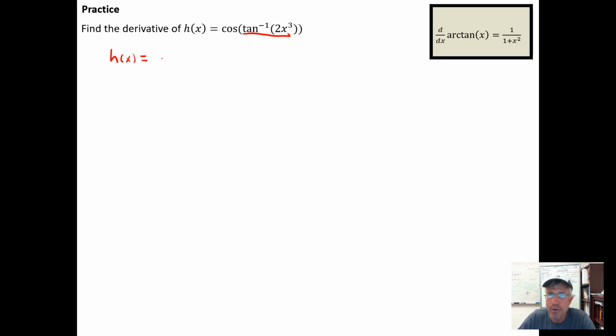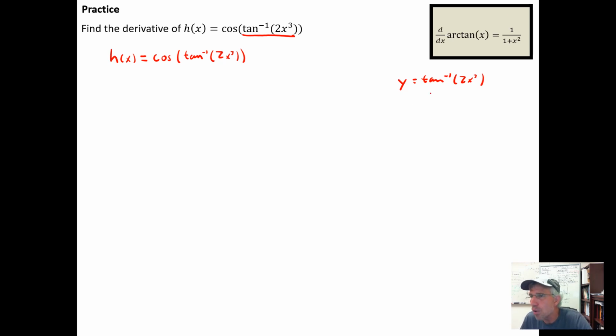So I'm going to go ahead and rewrite the problem real quickly. So cosine of the tangent inverse of 2x cubed. So two function compositions, so we'll have to use the chain rule twice. But the first thing I want to do is look at the tangent inverse function right here. So I'm going to give it a name. I'm going to say y equals the tangent inverse of 2x cubed.